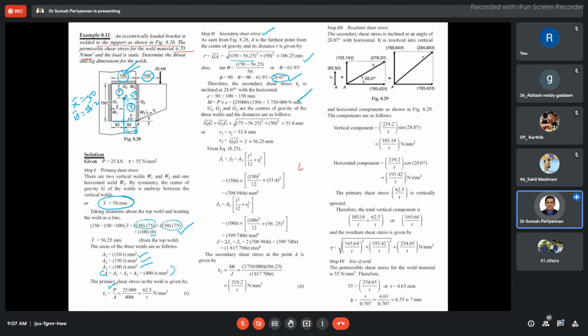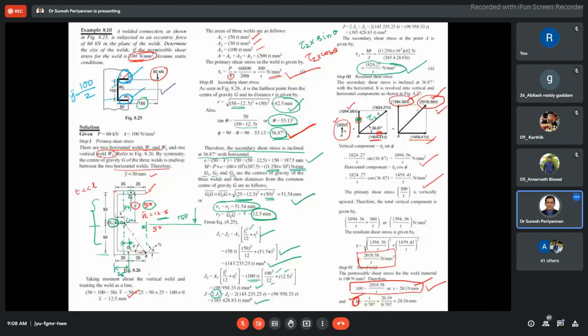Now I am considering that welds G1 and G2 are identical. Hence, with respect to the center of gravity, G1 is equal to G2. This is similar to what we discussed earlier, the same way. Now this 75 is the vertical distance here, and 56.5 is our Y bar. So at that location of Y bar, it is 75 minus 56.5, as I discussed in the earlier problem. Here for X bar, I discussed 25 minus 12.5, and this is 12.5 here.